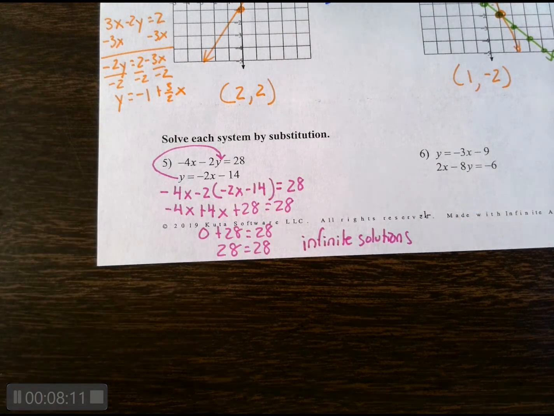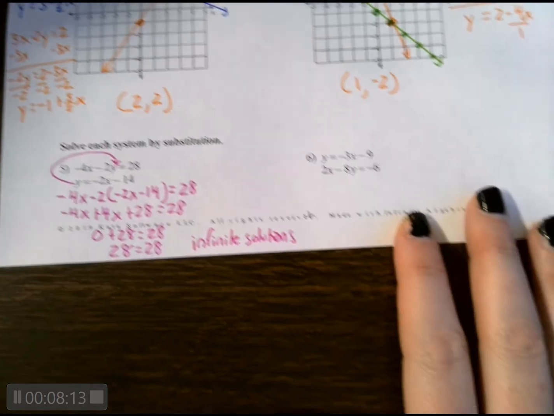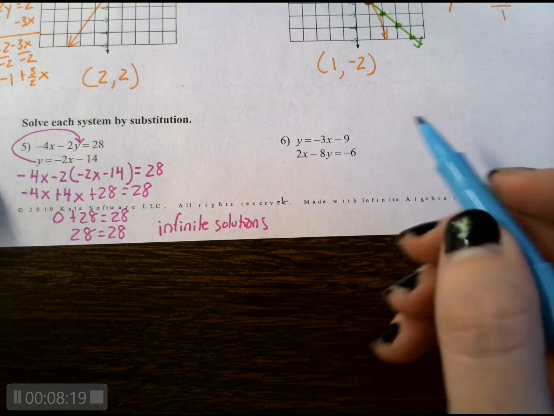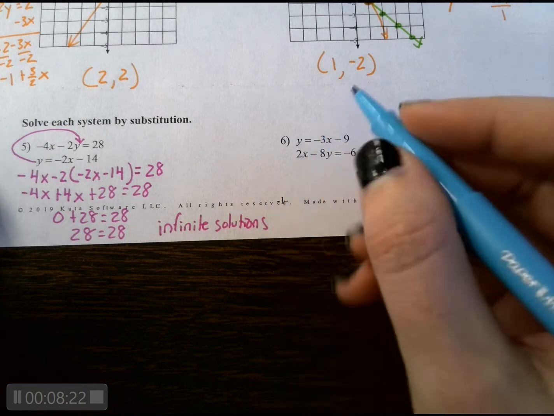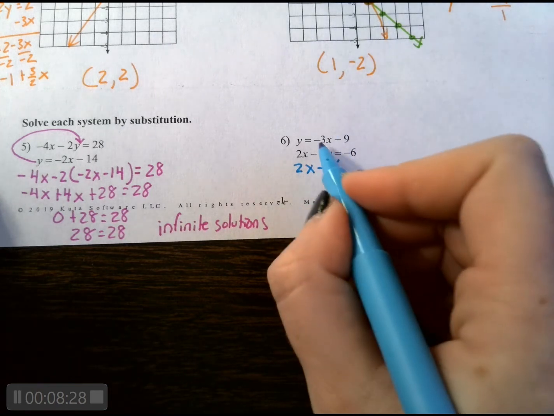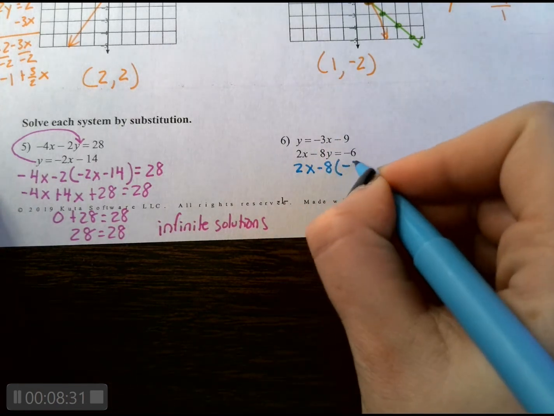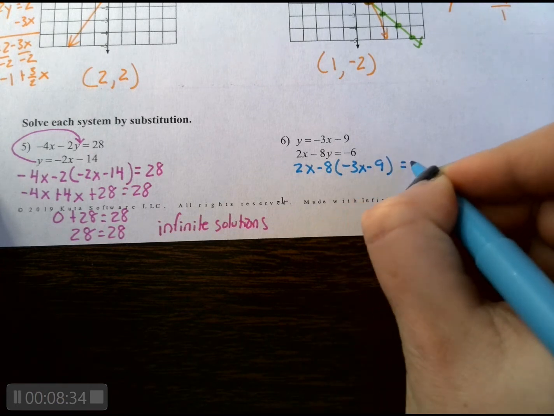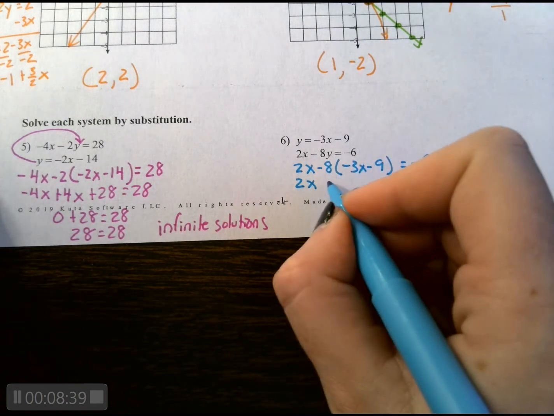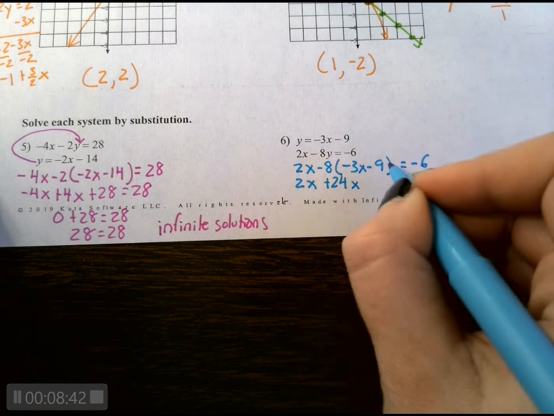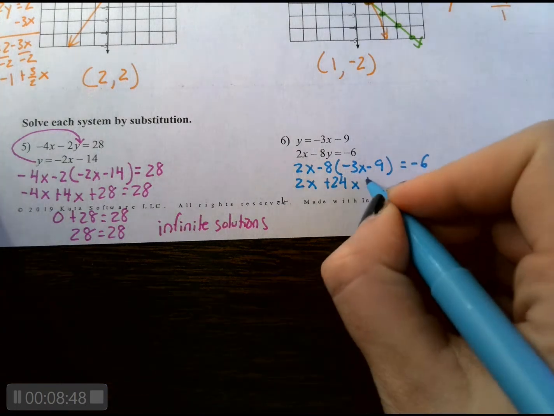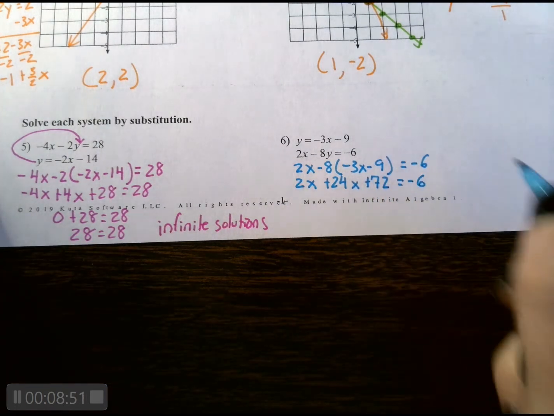Alright, so then let's take a look at number 6. Look for your x equals or your y equals. Immediately we see we have a y equals. So we're going to take it and substitute it into this equation. So we have 2x minus 8y, so we're going to substitute in this for the y: -3x minus 9, equals -6. So 2x, -8 times -3x will give us positive 24x. -8 times -9 will give us, is that 72? I think that's positive 72. Equals -6.